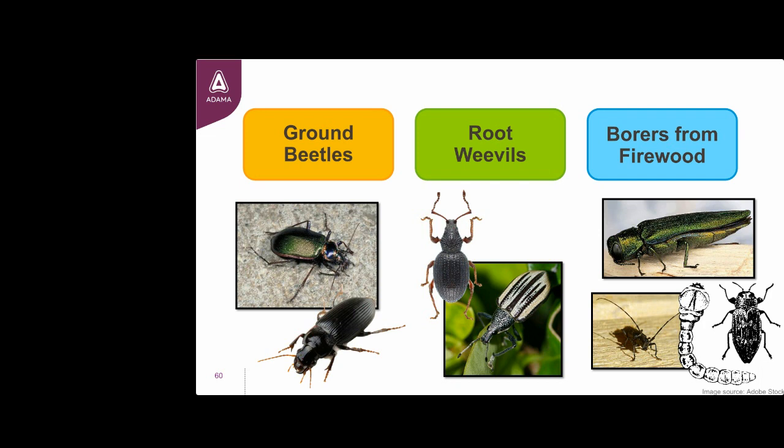Emerald ash borer is a beautiful beetle. It has that metallic iridescent green color, often used in jewelry, but they are a major destructive, damaging pest of forests around the country.